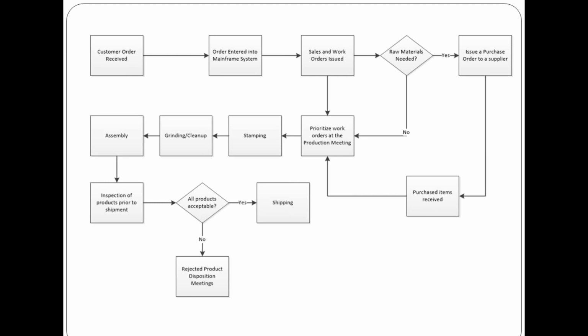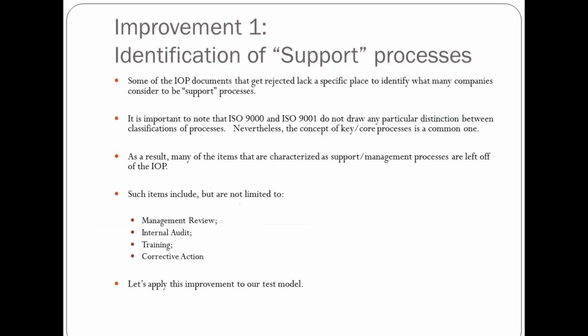It's conceivable that those first 3 items are all being done by the same group of people as part of a single activity, a single process. So we're going to improve this, as I said, in 2 ways. First, we're going to identify the support processes. Now, some of the IOP documents that get rejected, they lack a specific place to identify what many companies consider to be their support processes.